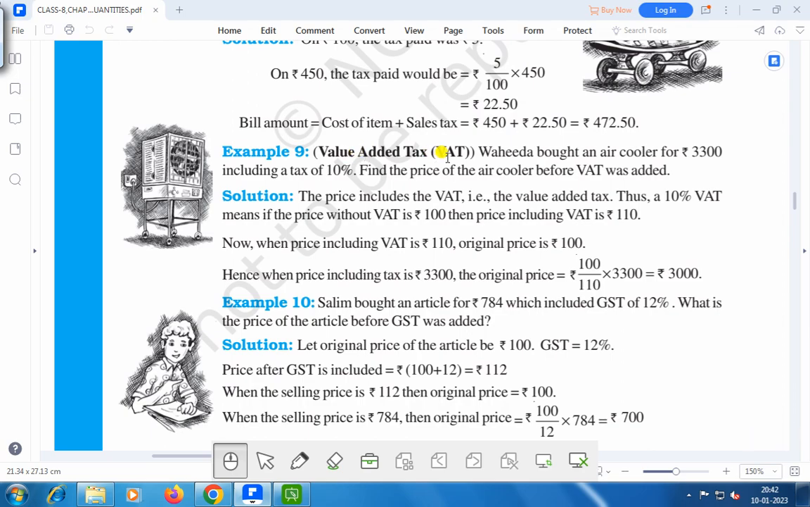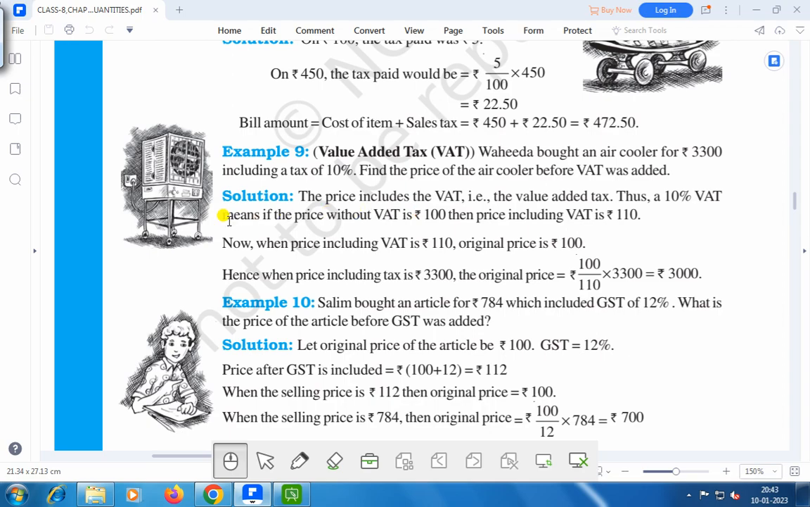Example 9. Value added tax or VAT. Wahida bought an air cooler for rupees 3,300 including a tax of 10%. Find the price of the air cooler before VAT was added. The price includes the VAT, that is the value added tax.